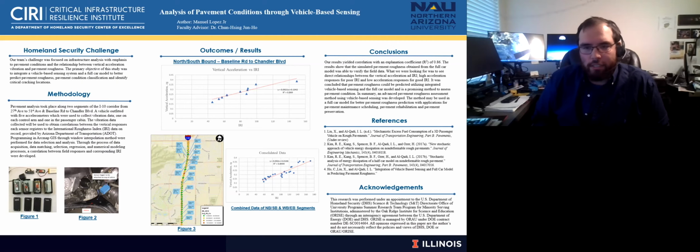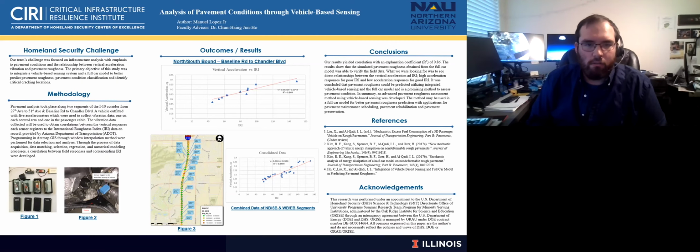The methodology that we used for our research was we decided to take two sections of roadways along the I-10 corridor, both northbound, southbound, and then westbound, eastbound. Our base foundational data that we obtained was IRI, which is the International Roughness Index, which is used for pavement profiling in order to see the relationship in vertical displacement along the pavement section of a roadway.